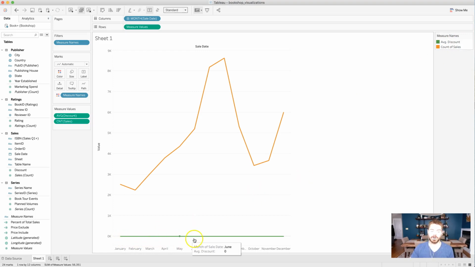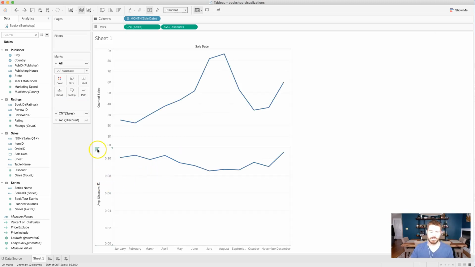The scale on which discount plays out is so much smaller than the scale at which the total number of sales plays out. I can't see any of the variation in discount if I'm looking at the scale of sales. Let me say that again. The scale at which sales plays out is often on the order of thousands, whereas discount has to be less than 1 because it's a percent. So I can't see any of the variability in discount if I'm looking at the variability of sales and I'm forcing these things to be on the same axis.